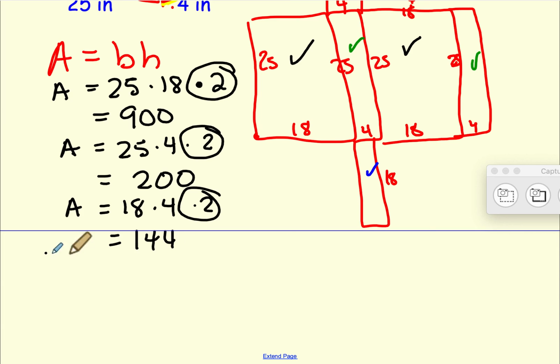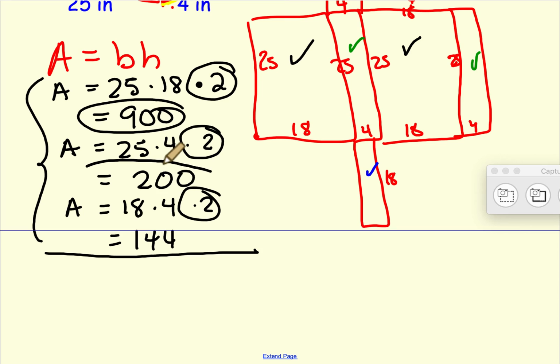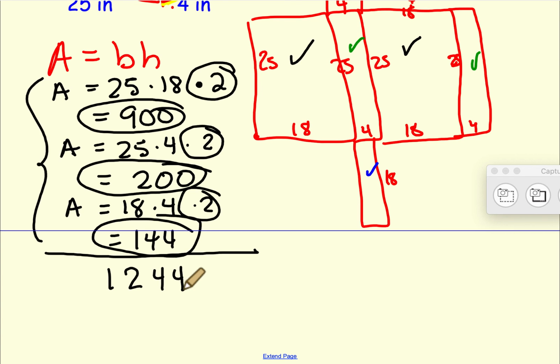So now, last step is find the sum of all the areas. So I add 900 to 200 and 144. So 900 plus 200 is 1100. 1100 plus 144 is 1244. And what's our unit? It's area. So area is always in inches squared or whatever units squared, but for this one it would be inches squared.